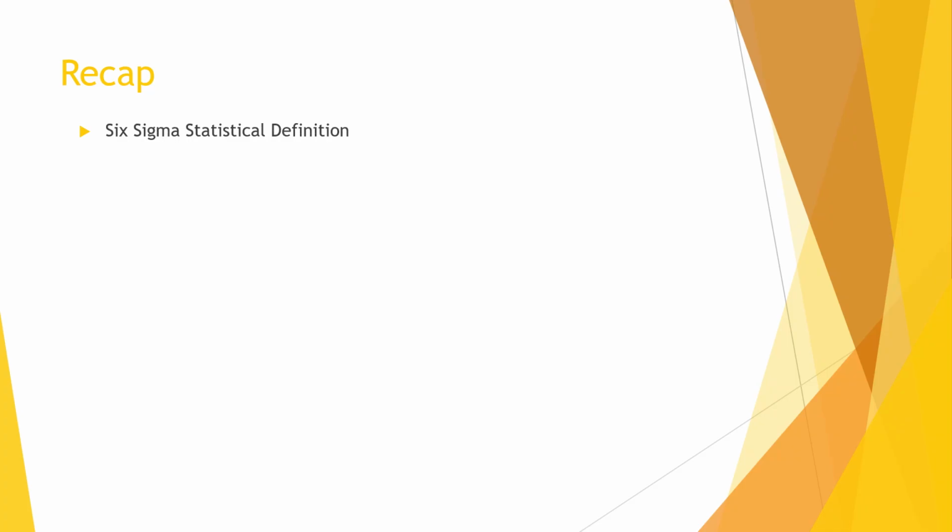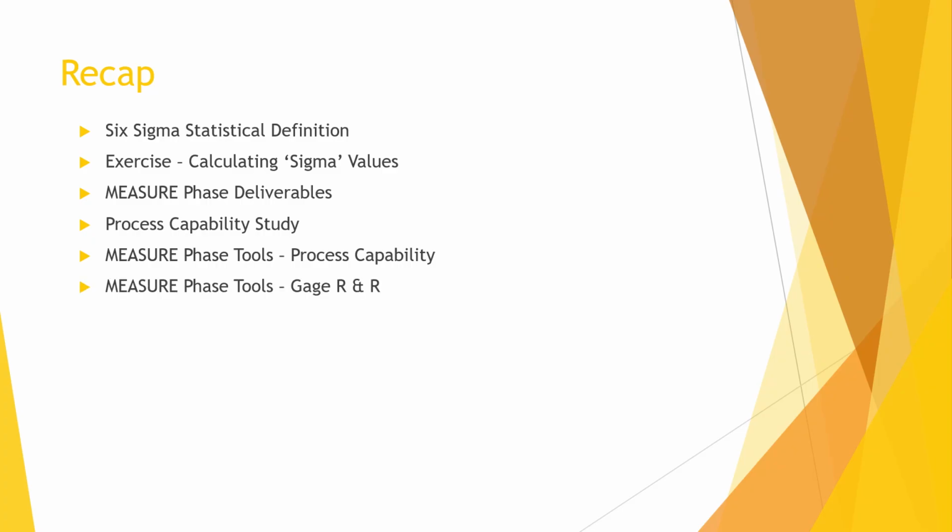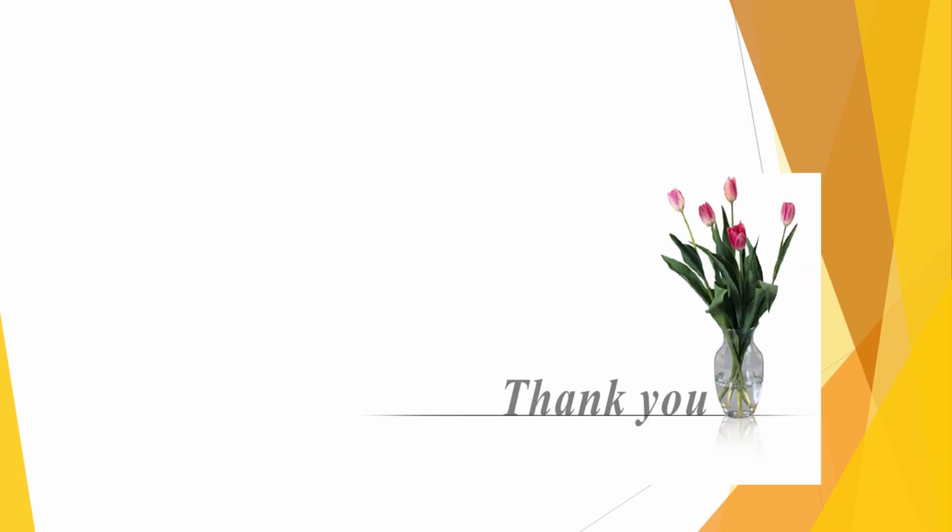Recap. We went over the Six Sigma statistical definition, calculating sigma values. We looked at measure phase deliverables, process capability study, measure phase tools process capability, measure phase tools gauge R&R, measure phase tools gauge R&R methods. We've officially reached the end of the course, Lean Six Sigma Yellow Belt.